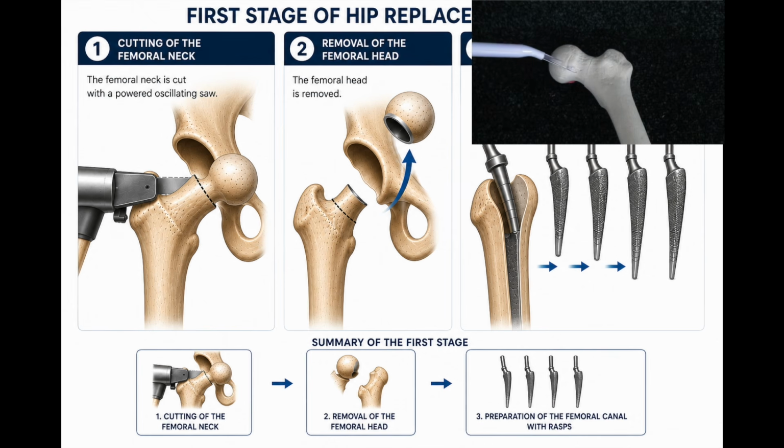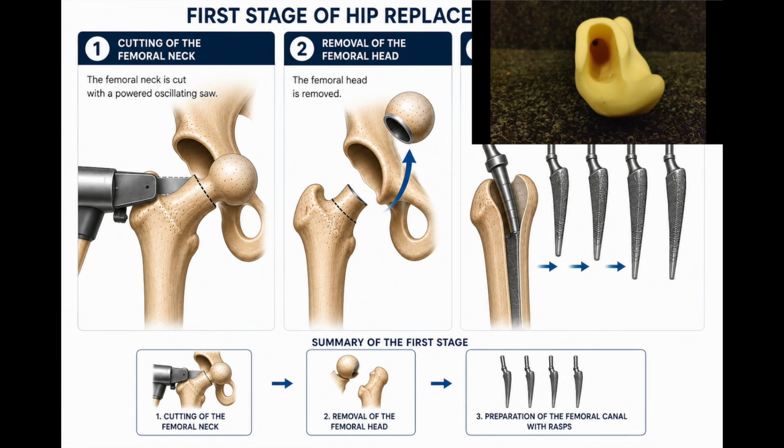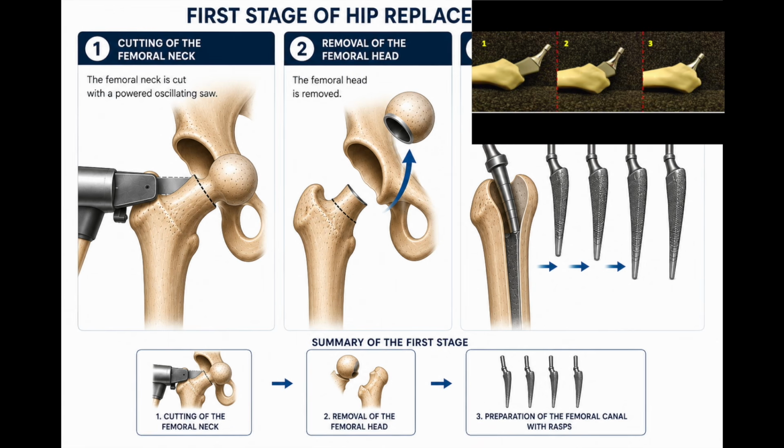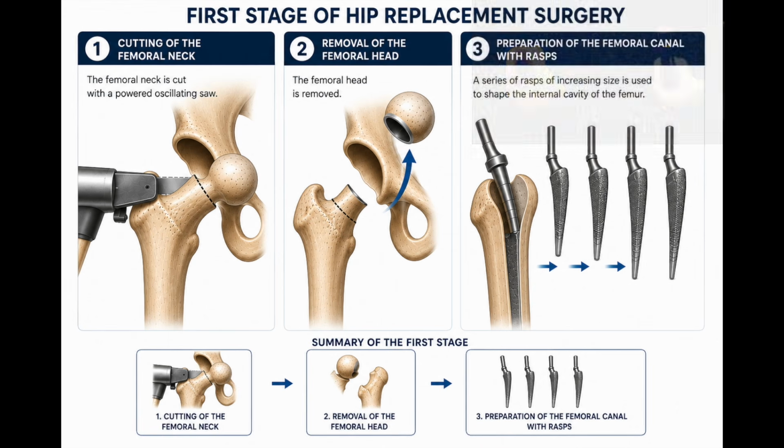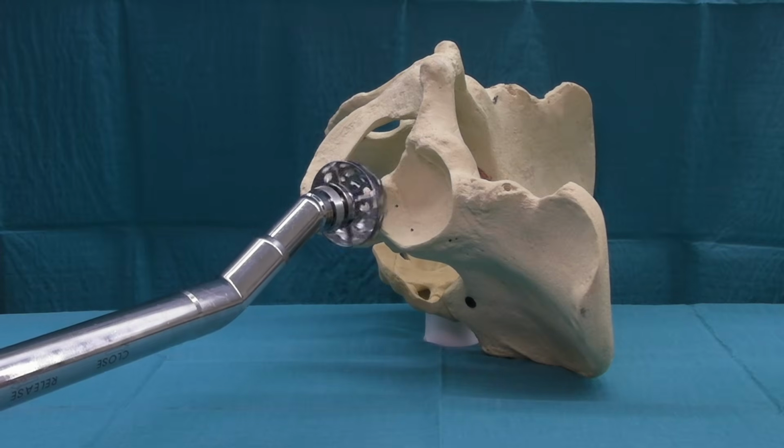The first stage of the surgery involves cutting the femoral neck. The femoral head is removed, and the femur is then prepared with a series of rasps that create a regular cavity with linear margins on the inside of the femur itself, thus accommodating the shape of the femoral stem, which is pressed into place. As for the acetabulum, we also need to prepare the bone surface to create a smooth surface that can accept the prosthetic component.